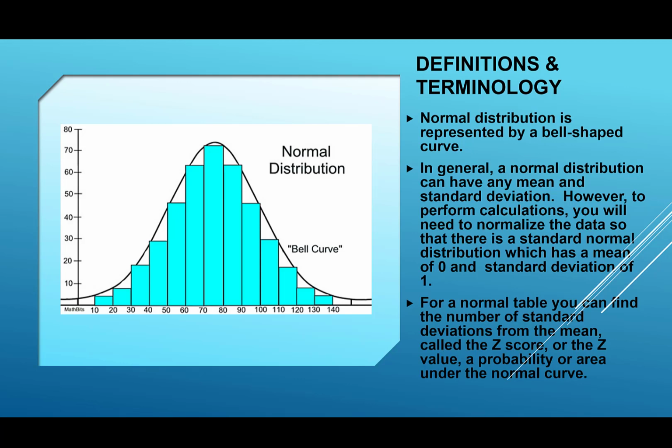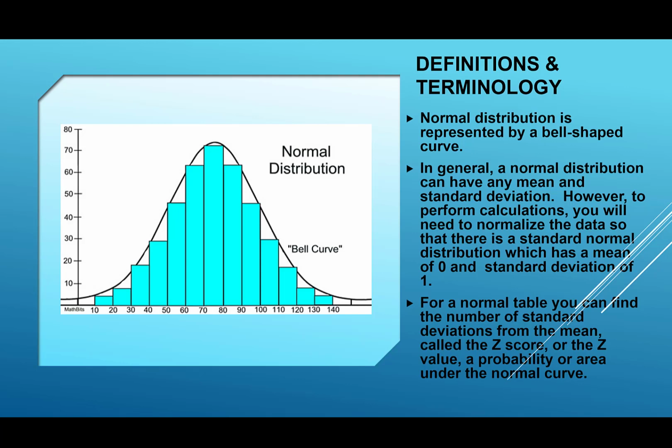This is a histogram of a normal distribution, which means that we have a central peak, and then the frequency on each side of that peak is the same. If we draw a smooth curve through the top of the bars, we will get our bell-shaped curve or normal distribution curve. In general, a normal distribution can have any number of means and standard deviations.